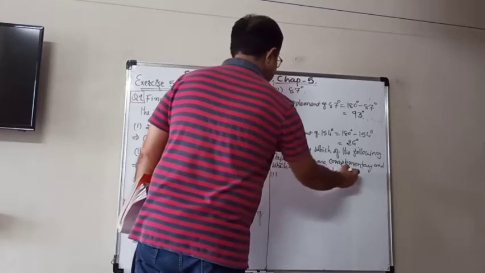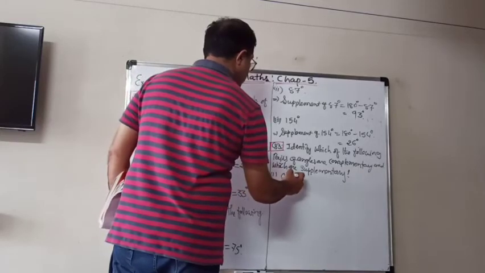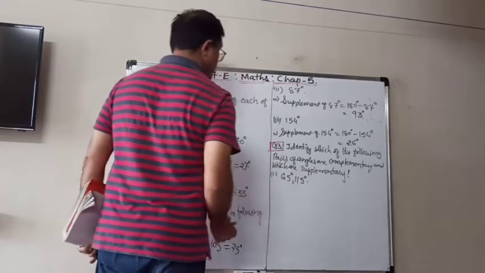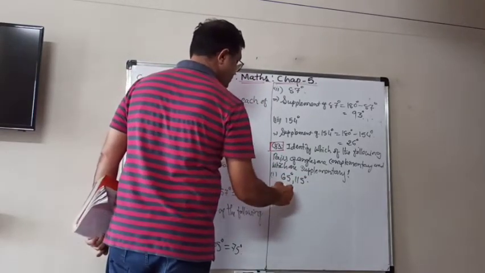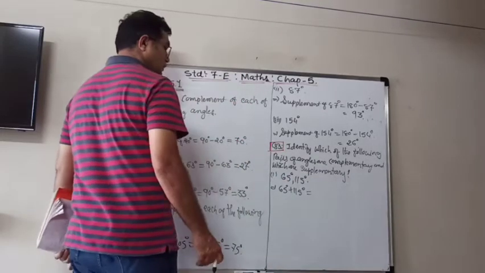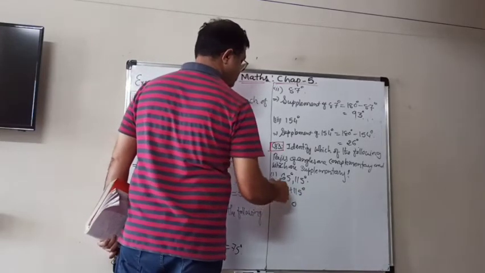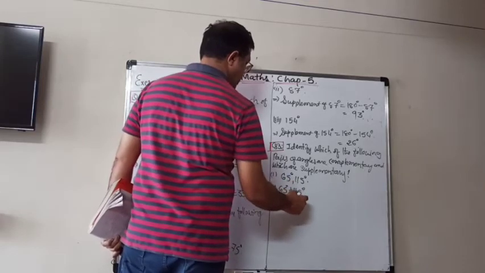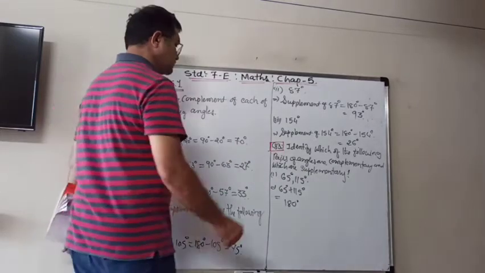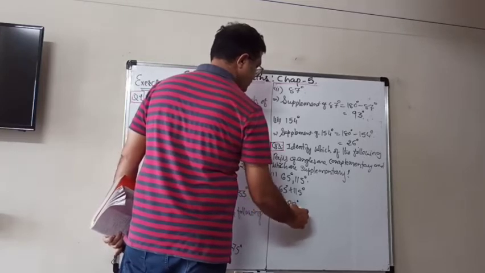Let's check which is the first pair. The first pair is 65 degrees and 115 degrees. So we will add them. 65 degrees plus 115 degrees. Then 5 plus 5, 10. 6 plus 1 plus 1, 8. 180 degrees. So if the sum of them is 180 degrees, they are supplementary. Therefore, they are supplementary.